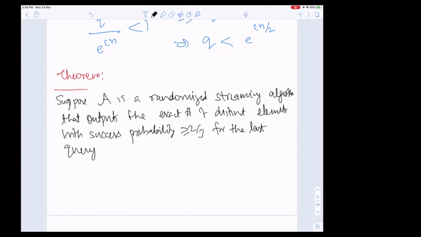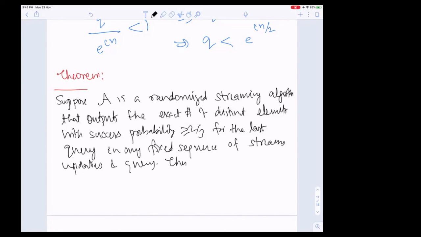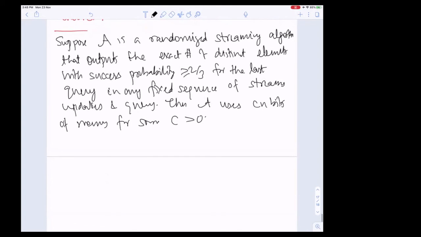In any fixed sequence of stream updates and queries, then A uses Cn bits of memory for some C greater than 0. So how does the proof go? The proof is quite interesting.